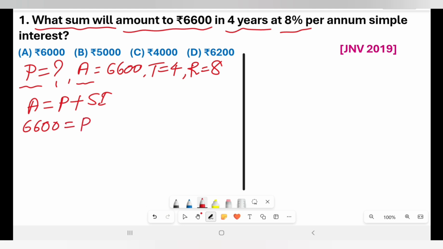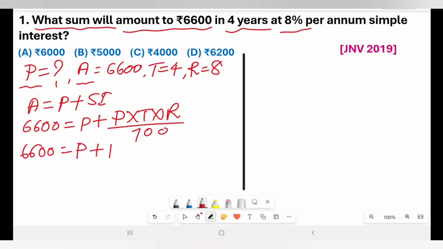Principal is unknown. Simple interest is not given, but you know the formula, simple interest is equal to P into T into R by 100. So here 6,600 is equal to P, which is unknown, keep it as it is here also, plus P into T, which is 4, into R, which is 8, divided by 100. Here only P is unknown, so we can find the P value, right?